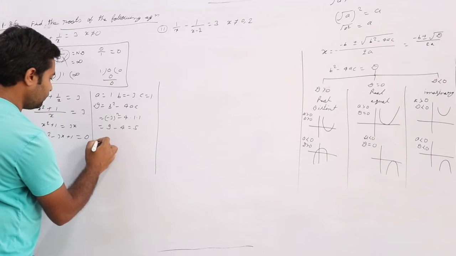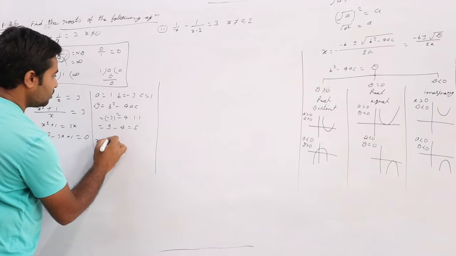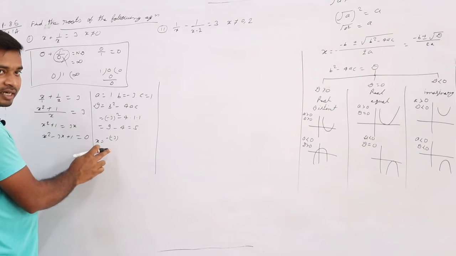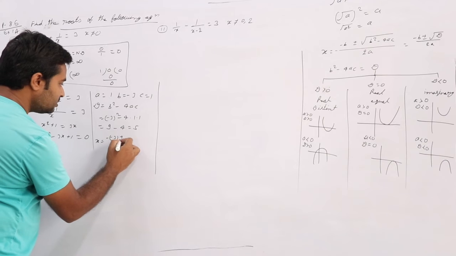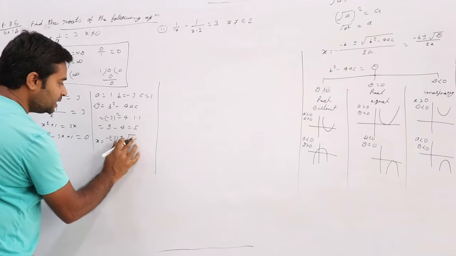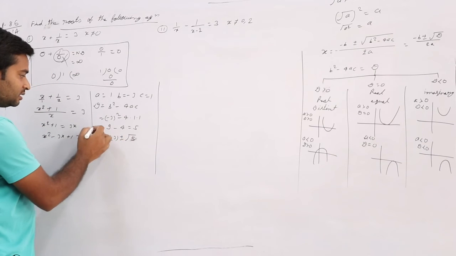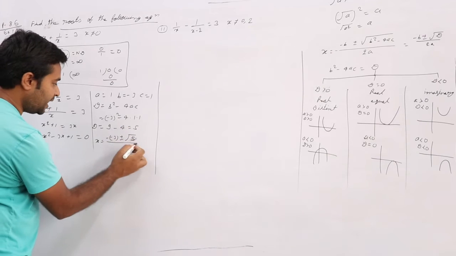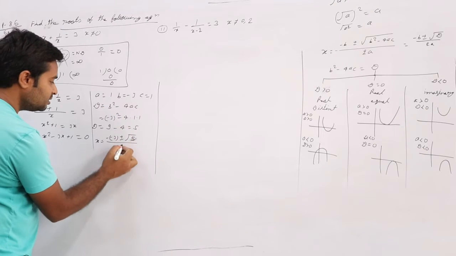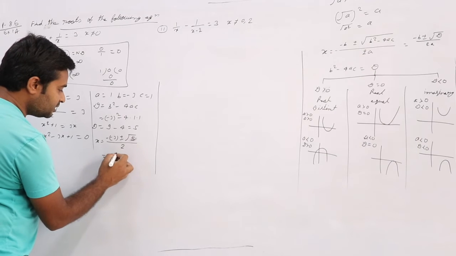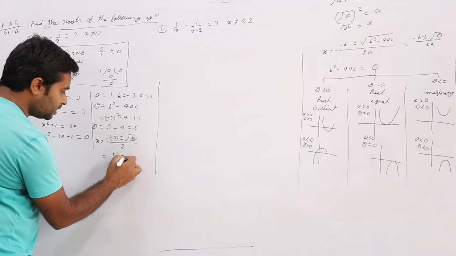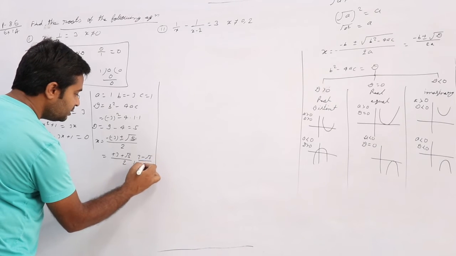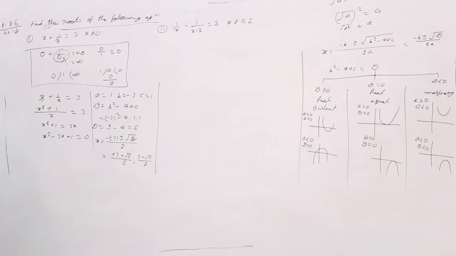Now find x is equal to minus of b. So minus of minus 3, then plus minus root over D. Root over D is how much? The value of D is 5. So written here 5 by 2 into a. 2 into 1 is 2 only. So this becomes plus 3 plus root 5 by 2 comma 3 minus root 5 by 2. Understood? Yes or no?